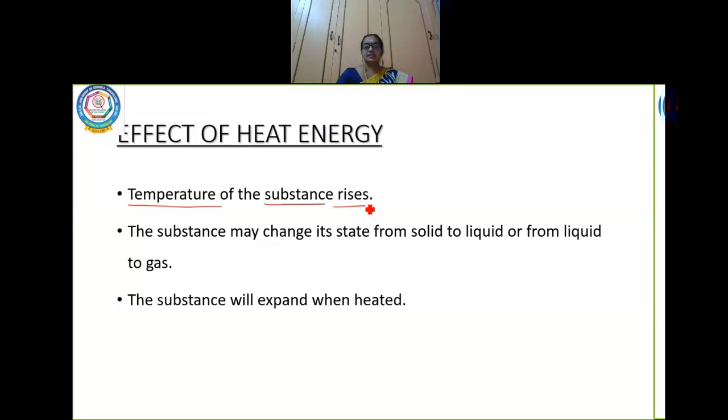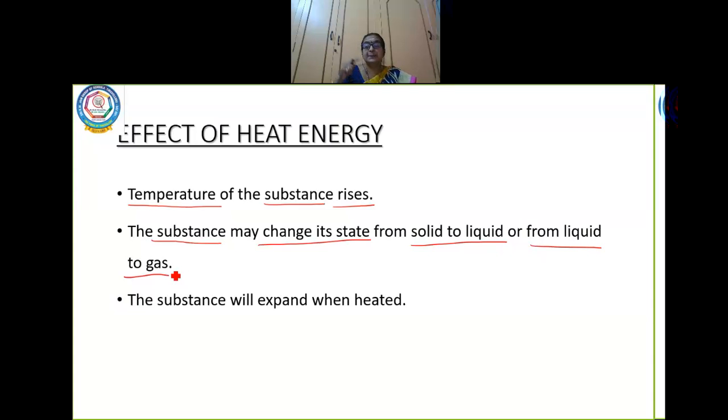Then the second point is that the substance may change its state from solid to liquid or from liquid to gas. So when you heat water, when you keep on increasing the temperature of the water, at a certain stage all the liquid will be converted, it evaporates. So the substance may change its state. Suppose the substance is in solid form, take an ice cube from a freezer and keep it outside. After 10 minutes you would have seen that the solid ice has been converted into liquid.